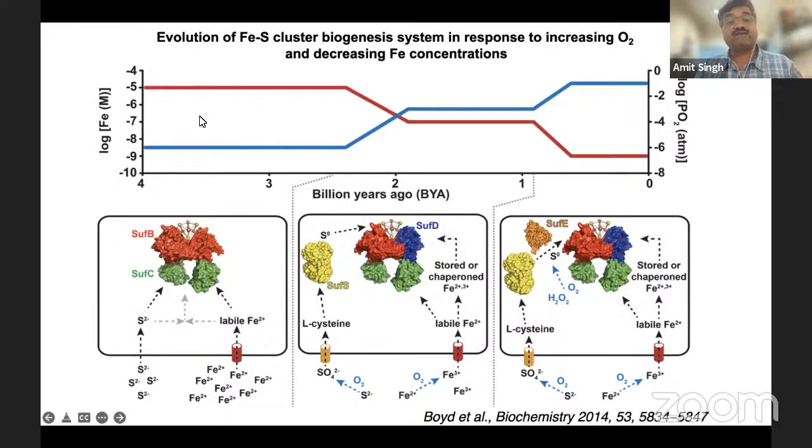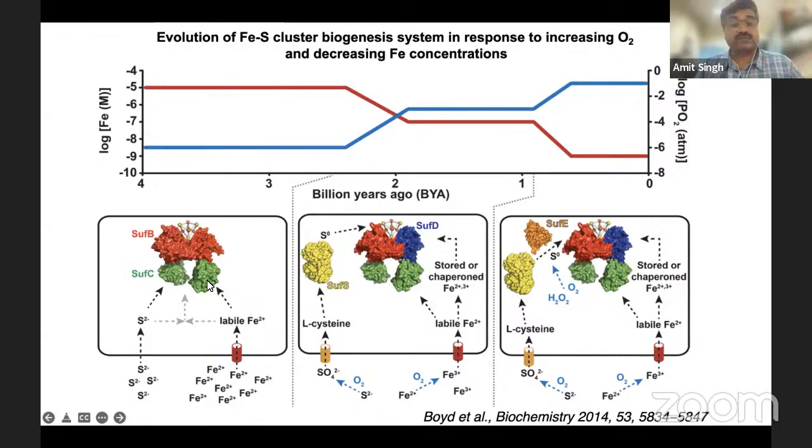If you look at the content of iron in deep oceans when early life forms evolved, 4 billion years ago, the iron content in the deep ocean was about millimolar concentration of bioavailable reduced form of iron, and oxygen was very, very low. But as you move from 4 billion years ago towards the modern era, you will see that oxygen started to go up because of photosynthesis activity, and then iron started to go down. And nowadays you hardly find any bioavailable iron. Iron availability is probably in the low nanomolar range. And with this, there are certain evolutionary mechanisms which take place in organisms.